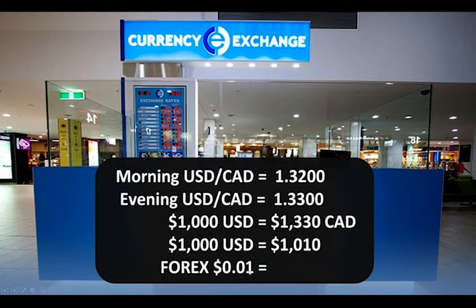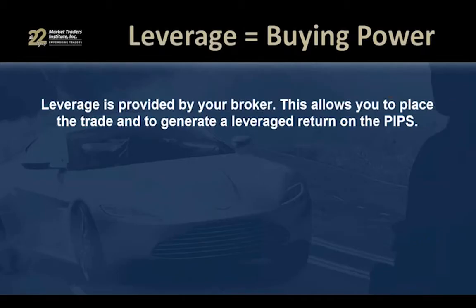Now, the neat thing about this is in the Forex market, like I said, 1 penny equals 100 pips. So how much would those 100 pips be worth in the Forex market? Let me show you here. In the Forex market, we utilize what's called leverage. We utilize leverage in this market that's going to be provided by your broker. It's going to allow you to place the trade and to generate a leveraged return on the pips here. We trade in lots in the Forex market.